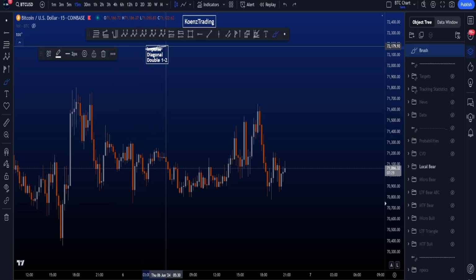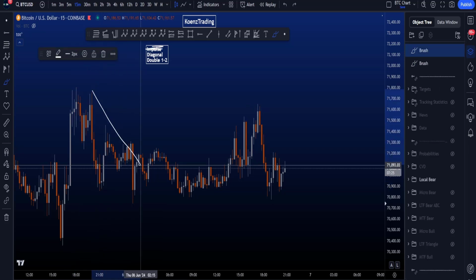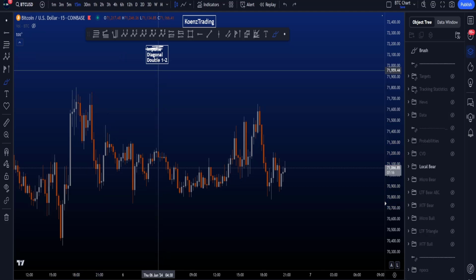Secondly, we then have a potential diagonal, a 1, 2, 3, 4, 5-wave structure. But as you can see here, the diagonal will be an expanding diagonal, and an expanding diagonal is rare, never preferred, unless all of the other scenarios fail.